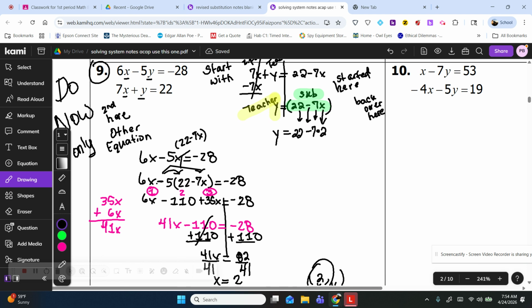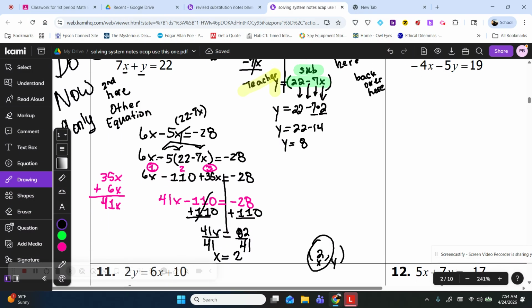So this rule says take 2 and multiply it by what? What's 2 times 7? So now it's going to be 22 minus 14. So what is 22 minus 14? There you go. So when your x is 2, your y is 8. So the solution is simply 2, 8. Y'all get it?